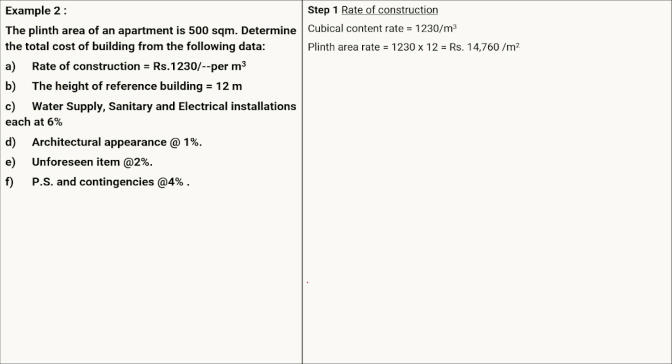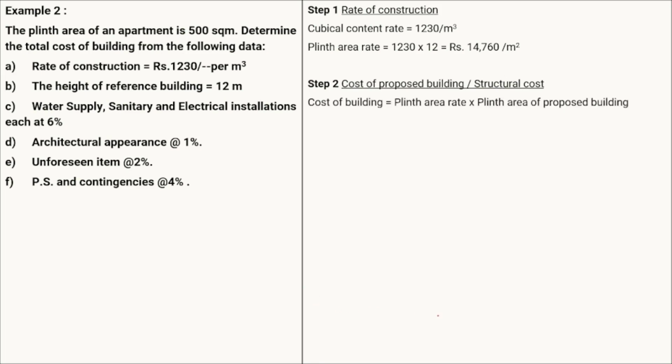The next step is the structural cost of our proposed structure. Again, it will be equal to the plinth area rate multiplied by the plinth area of the proposed building. The plinth area rate we have already calculated as 14760, and the plinth area of the proposed building is given as 500 square meter. So again using that formula we can get the cost of the building. All the steps are similar.